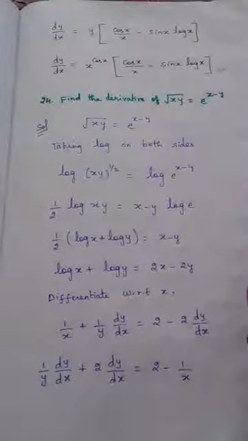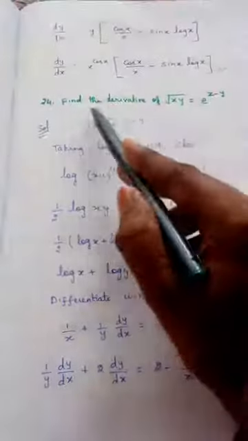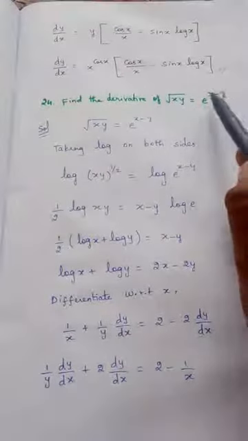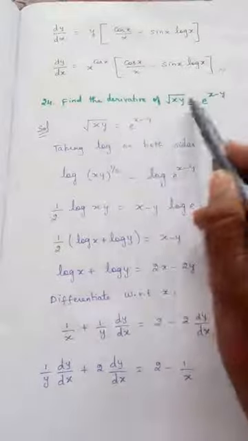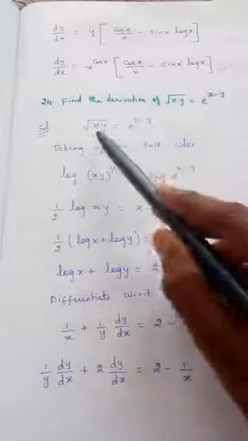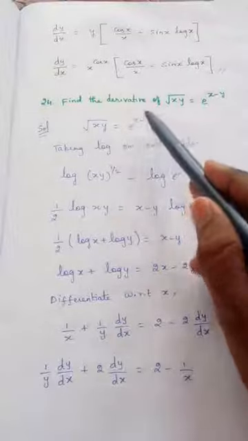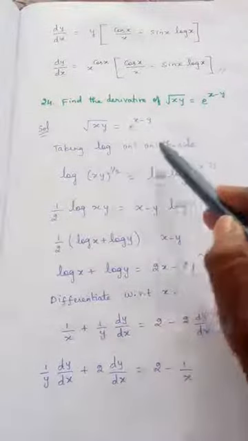So we will see one more similar type of problem. Question number 24. Find the derivative of root of xy is equal to e to the power of x minus y. Again writing the question once again. Now if you see, again there is a confusion in the function. So what we have to do? Take log on both sides.